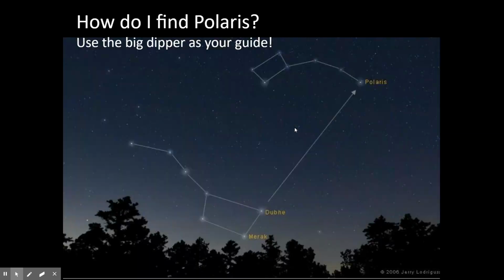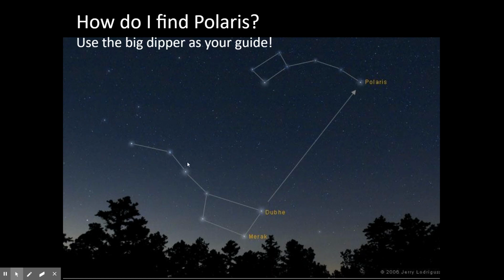Now, you might be asking, well, how do I find Polaris? How do I know where the North Star is located? What you do is you use the Big Dipper as your guide. I'm guessing that all of you could probably find the Big Dipper in the night sky. It's a pretty noticeable and recognizable constellation.